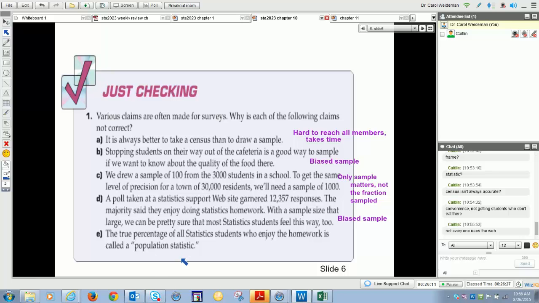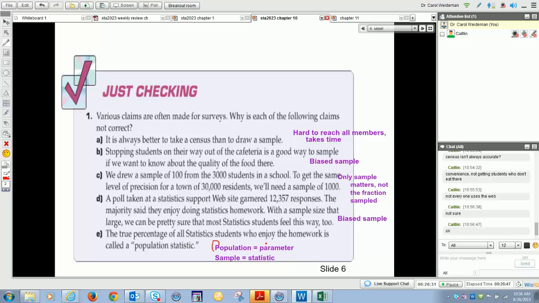Anything wrong with that? When we're talking about the population, what do we call the thing that we're calculating? We call it a population parameter. Remember we talked about population parameter? I try to get students to remember this: the P goes with the P, and the S goes with the S. So from the population, if we calculate a characteristic, we call it a parameter. If we calculate that characteristic from the sample, we call it a statistic. So P with P and S with S.